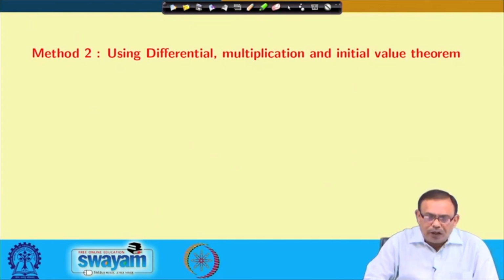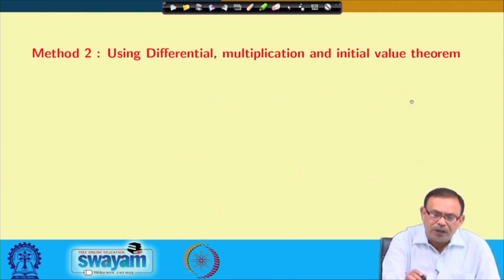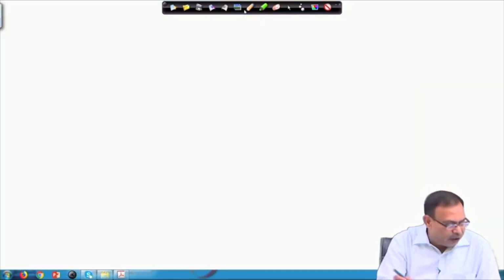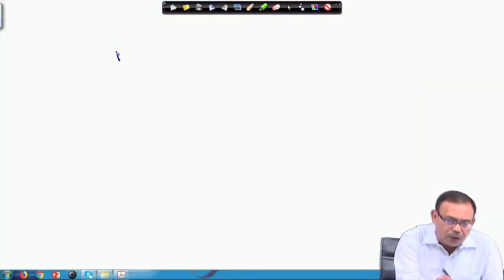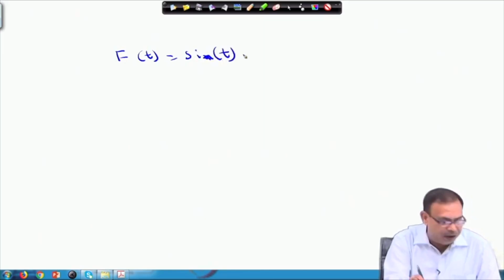The next one is using differentiation, multiplication and the initial value theorem. In the last lecture, we have done the initial and final value theorem also. The application of the initial and final value theorem we will show by this one. So, let us see here, your f t is the sine integral function of t.